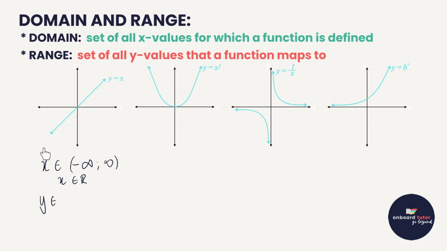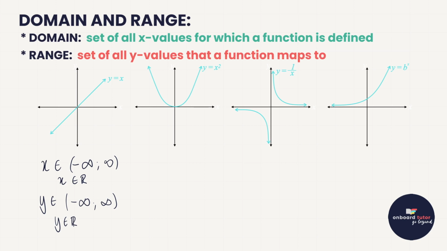What gets mapped? Well, everything. If you follow this line on and on for all eternity, you'll go to minus infinity. And if you follow it this way, you'll go to positive infinity. So we've got the same looking range there: negative infinity up to infinity, or y is an element of the real numbers for range.